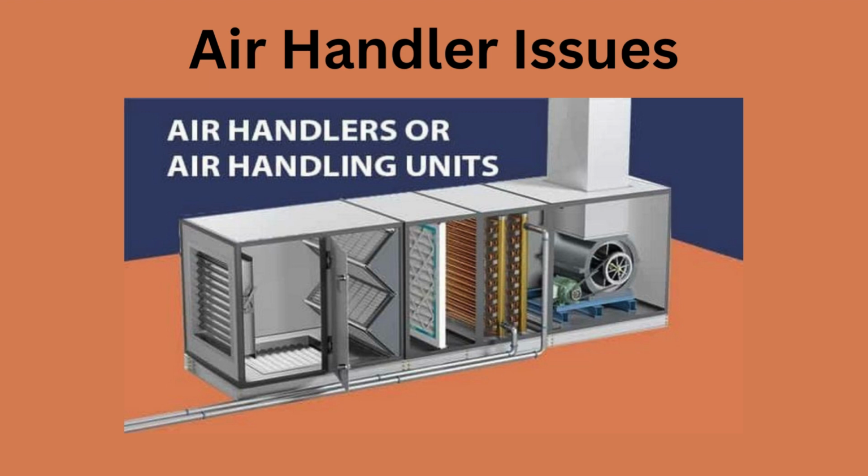Dirty evaporator coils. The evaporator coils are responsible for transferring heat from the air to the refrigerant in the cooling cycle. If the coils are dirty, they can reduce the efficiency of the system and make it harder to cool your home. Dirt and debris in ductwork. Ductwork carries conditioned air from the air handler to the various rooms in your home. If the ductwork is dirty or clogged with debris, it can restrict airflow and reduce the effectiveness of your HVAC system.